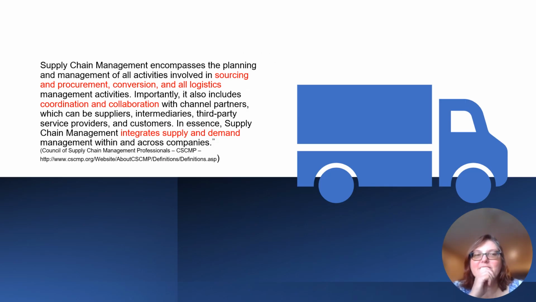So the material also gives you the definition of supply chain management, which includes the Council of Supply Chain Management Professionals. You can join as a member, and you can get a lot of information from the council. Basically, they describe supply chain management as encompassing the planning and management of all activities involved in sourcing and procurement, conversion, and all logistics management activities. Importantly, it includes all coordination and collaboration with channel partners, suppliers, intermediaries, third parties, service providers, and customers. It integrates the supply and demand across companies.